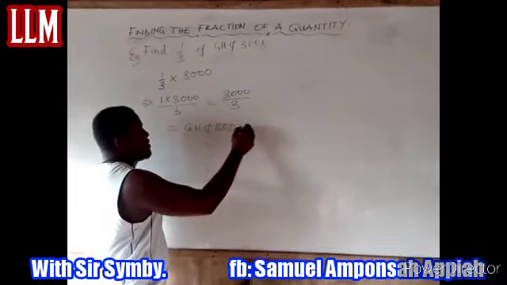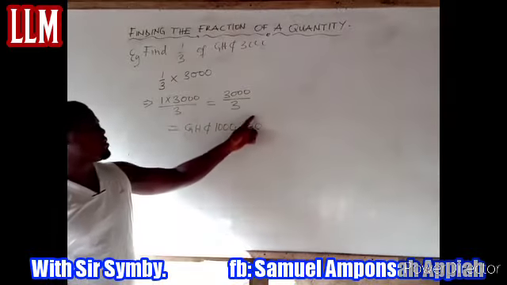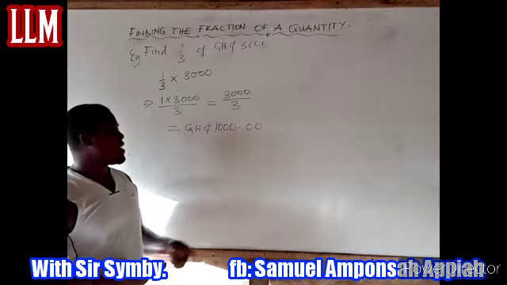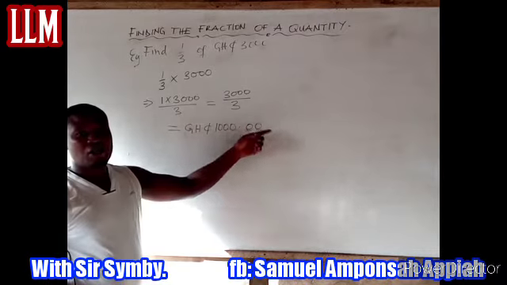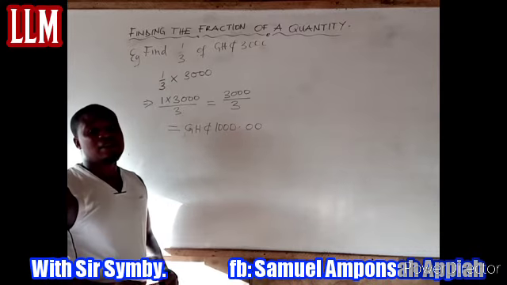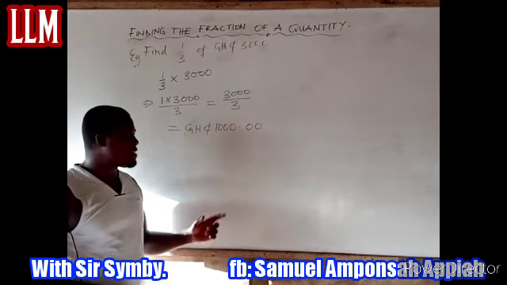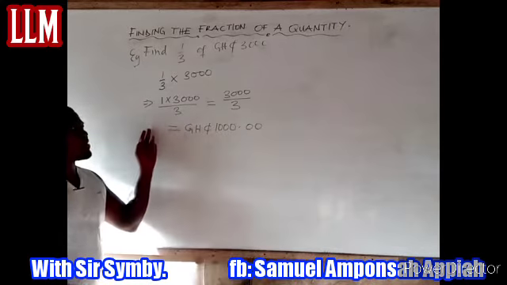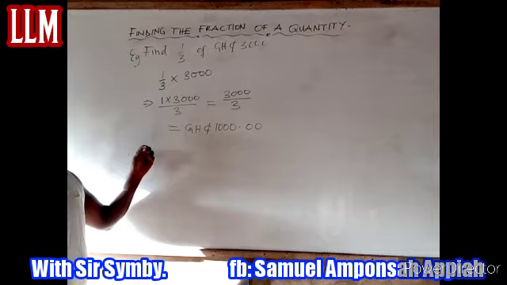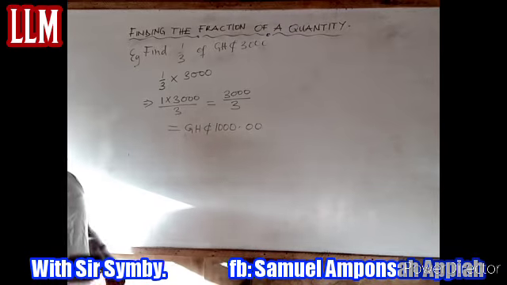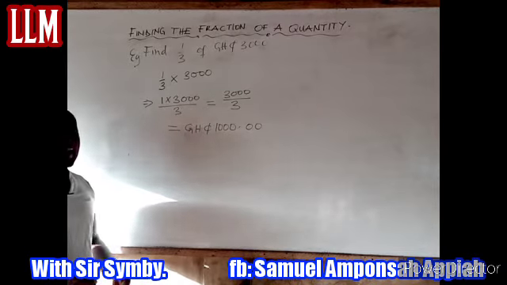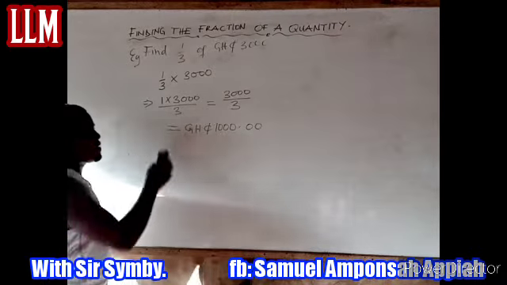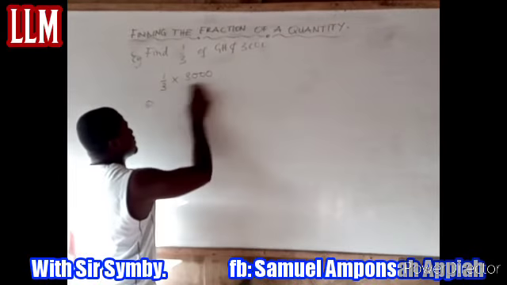Ghana cedis. I've added these 2 zeros because whenever you are writing money, you must bring after the point 2 zeros to signify that there is no pesewas attached to the number that you have written. So it is very simple. To find the fraction of a given quantity, you multiply the quantity by the given fraction. Now let's solve so many examples for you to understand.